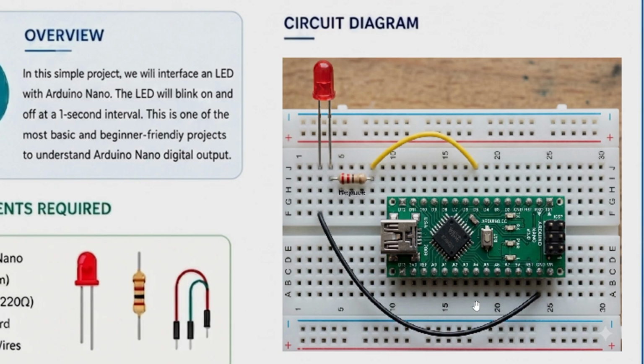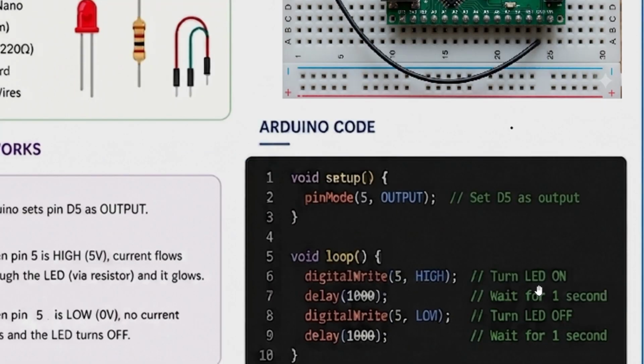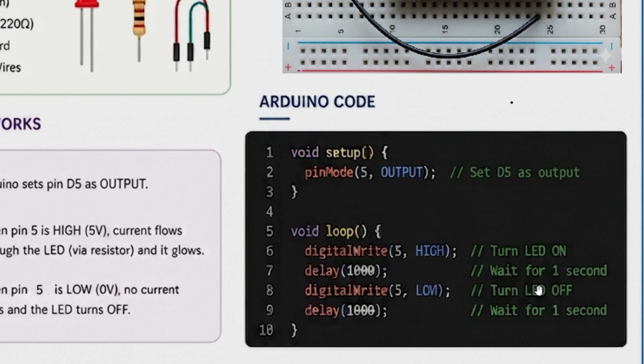Then look at the circuit diagram. This is the Arduino Nano microcontroller, which is a 40 pin IC. We have chosen the D5 pin to turn the LED on. So from D5 we connected wires to the resistor, then from the resistor to the anode of the LED, and the cathode of the LED is connected to the ground pin of the Arduino Nano. This is our connection.